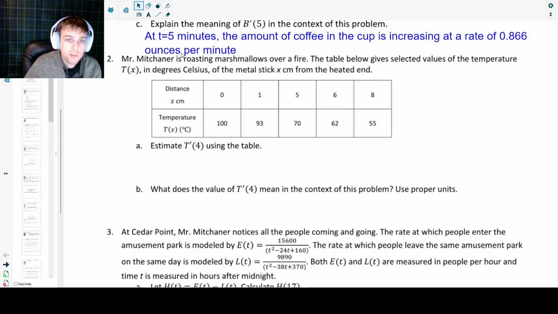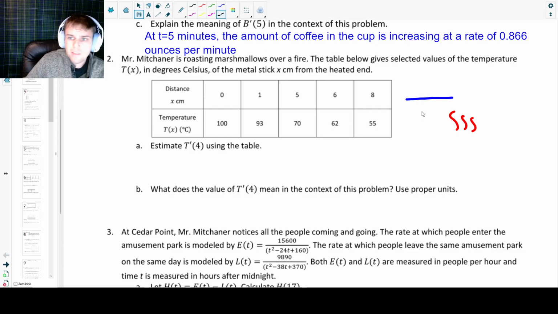Question number 2. Mr. Michener is roasting marshmallows over a fire. The table below gives selected values of the temperature, T of x, in degrees Celsius, of the metal stick x centimeters from the heated end. I think this one is helpful to have a picture to illustrate what's going on here. So we have our fire, and we have a stick that's standing there, and somewhere on there we're roasting a marshmallow, right? And that distance, however far from the end, that's our x, our independent variable. And what we're measuring is the temperature at that particular distance from the end of the stick.